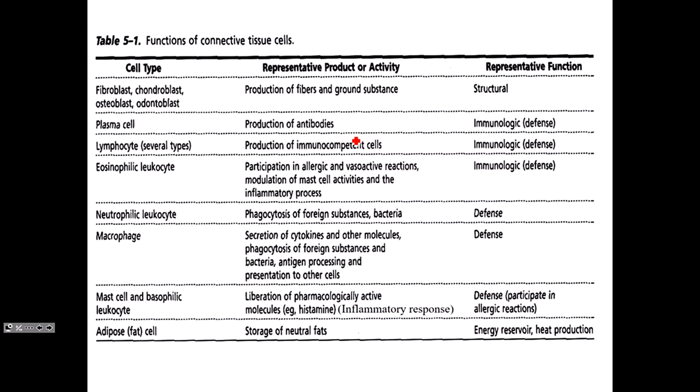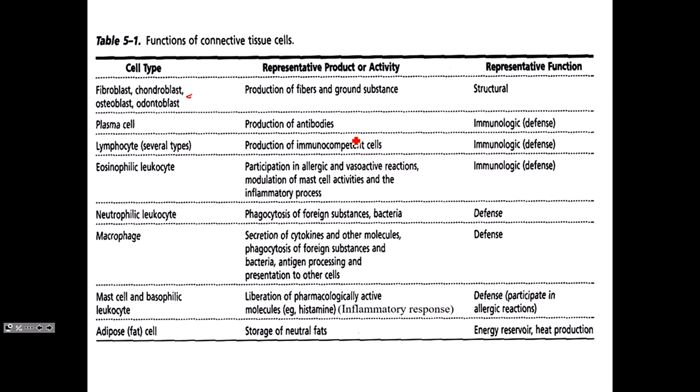Okay, so here are some of the cell types we've been talking about. Fibroblasts, chondroblasts, osteoblasts, odontoblasts, they're all structural. Okay, chondroblasts, cartilage, osteoblasts of bone, odontoblasts of teeth.